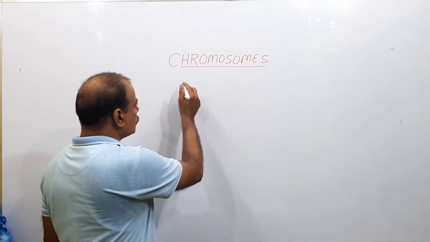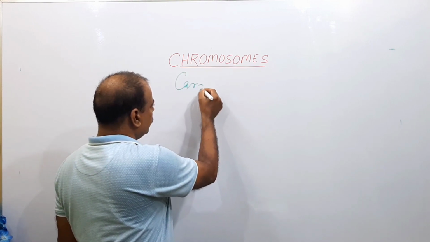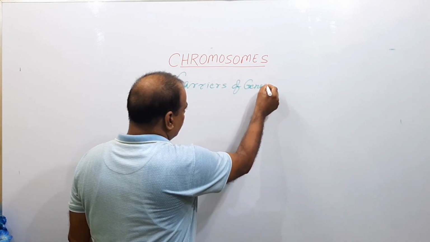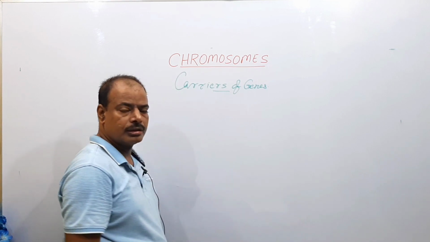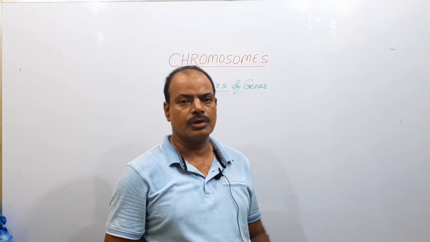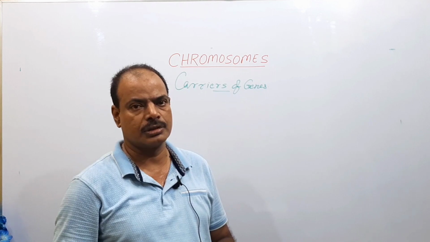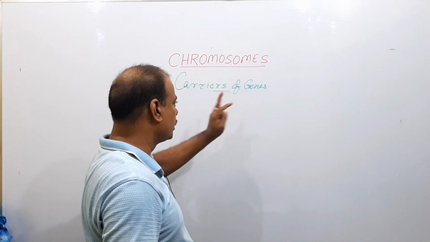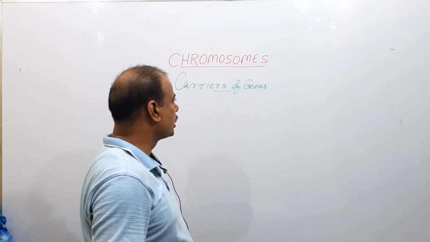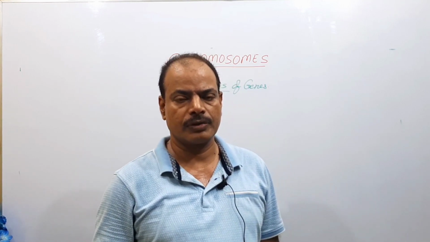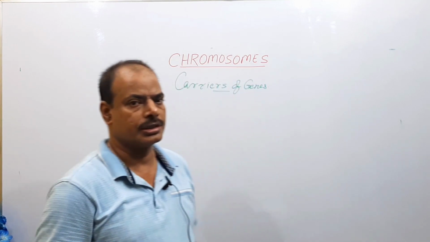As you know, chromosomes are the carriers of genes, because genes are specific segments of DNA, and DNA and histone proteins are the two components of chromosomes. That's why genes are carried by chromosomes, and therefore chromosomes are known as carriers of genes, as well as vehicles of genes.